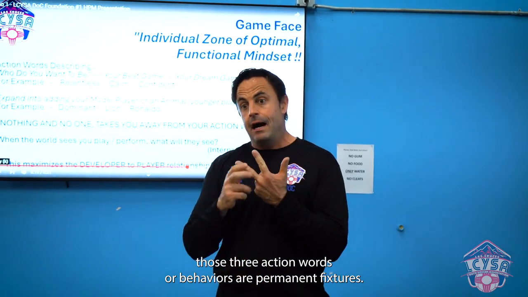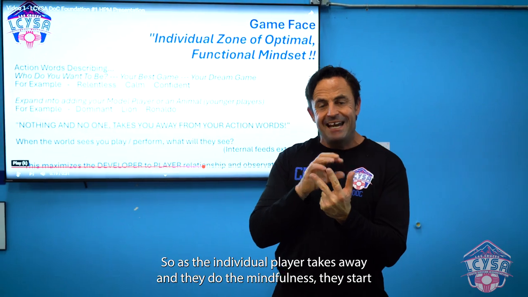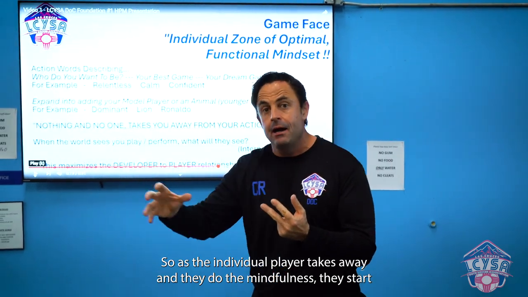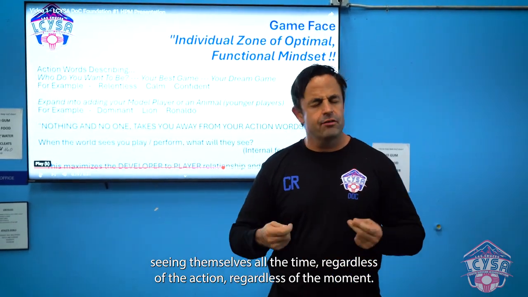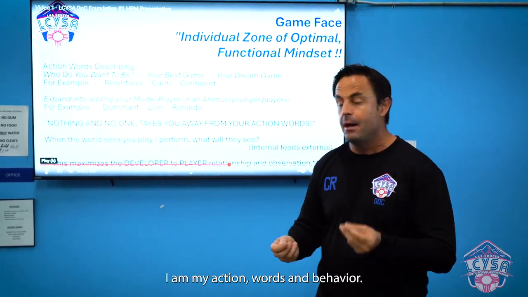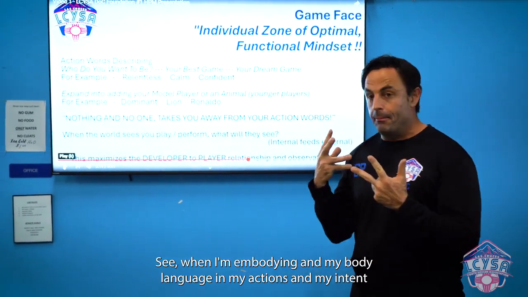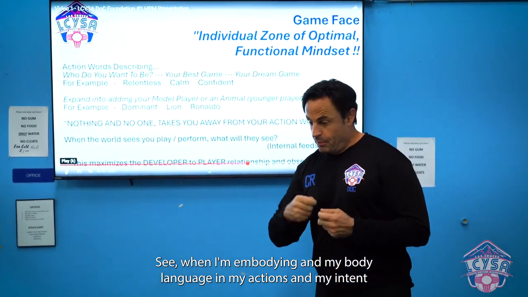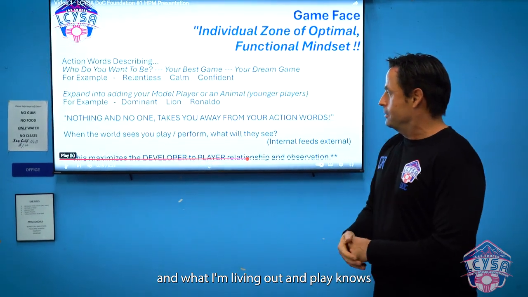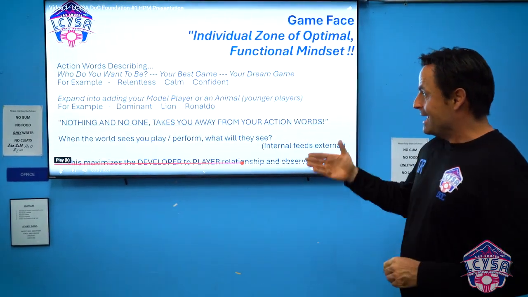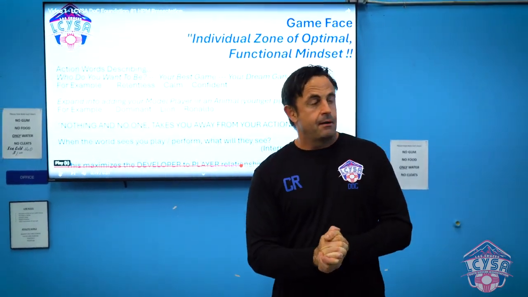Those 3 action words or behaviors are permanent fixtures. So as that individual player takes that away and they're doing their mindfulness, they start seeing themselves all the time, regardless of the action, regardless of the moment: I am my action words and behavior. So what does the world see when I'm embodying, and my body language and my actions and my intent, when I'm living out and playing those action words and behaviors?